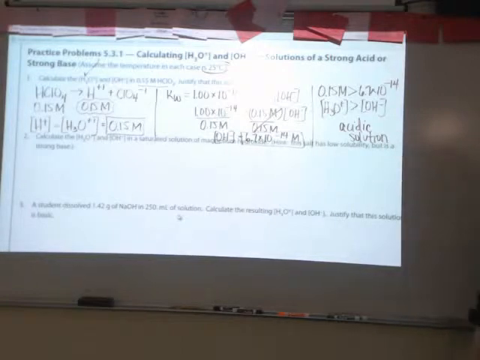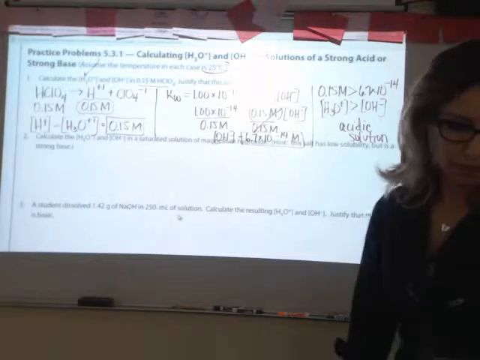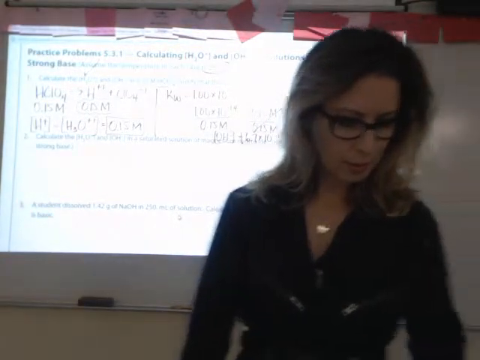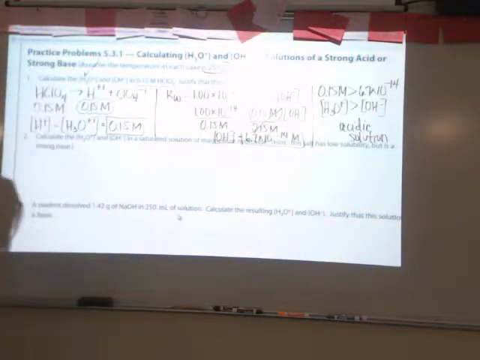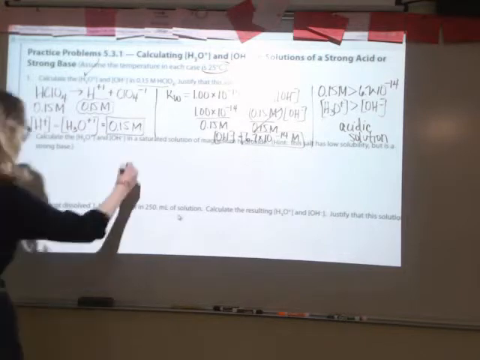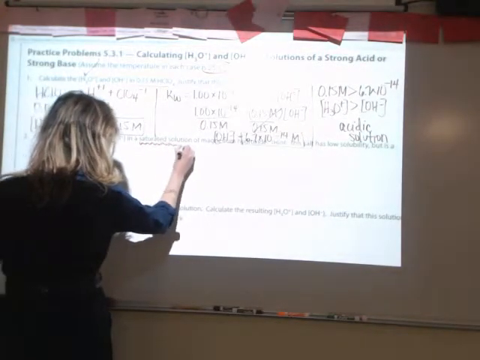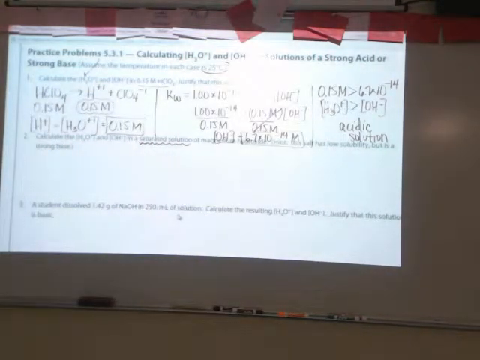Okay. I'm going to do one more. And then that's it. Number 2, calculate the hydronium and hydroxide ion concentration in a saturated solution of magnesium hydroxide. We talked about saturated solutions back when we talked about KSPs.